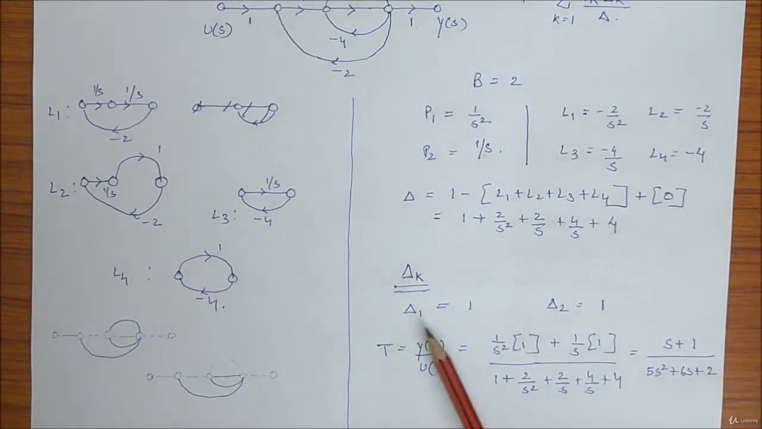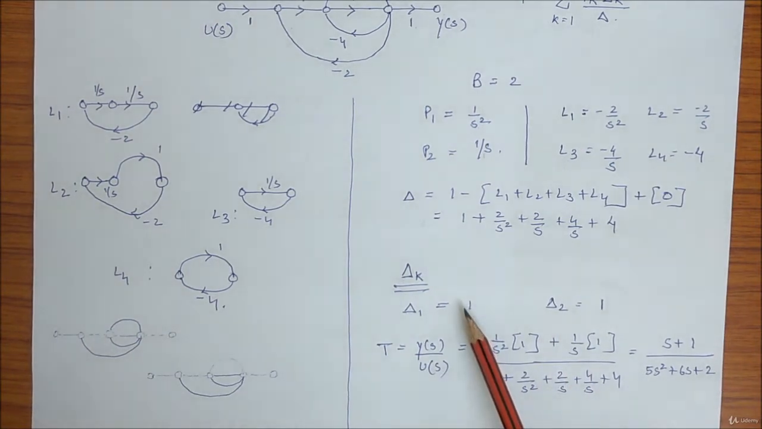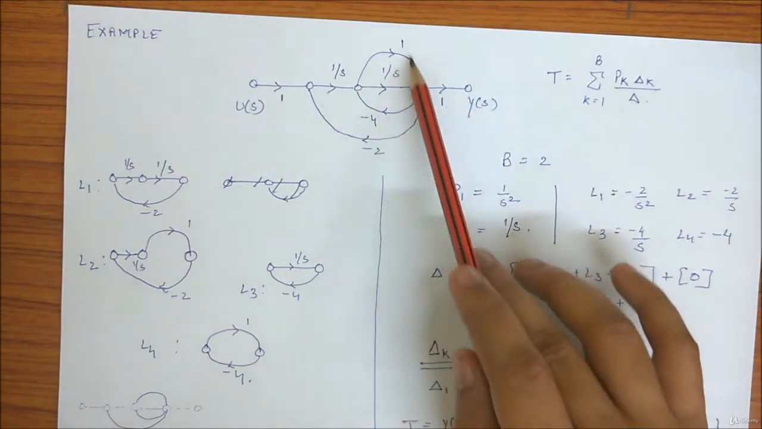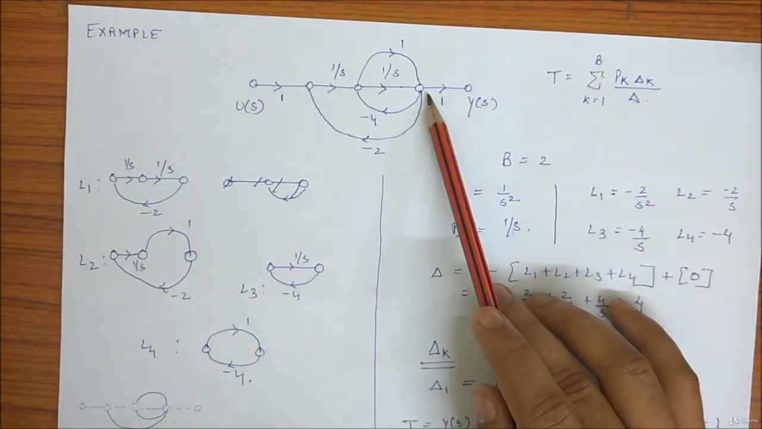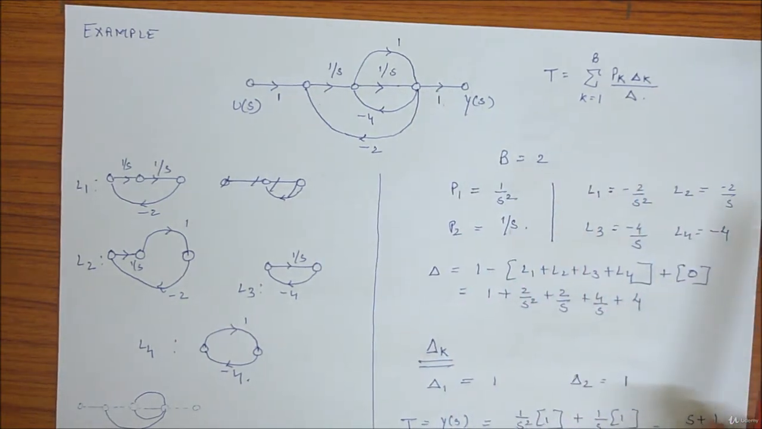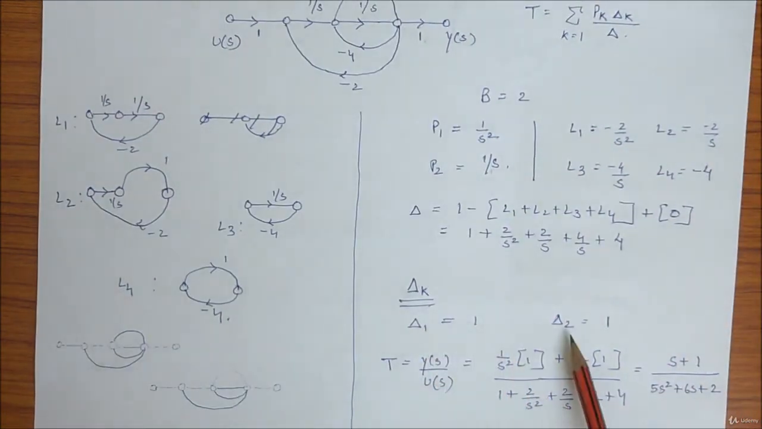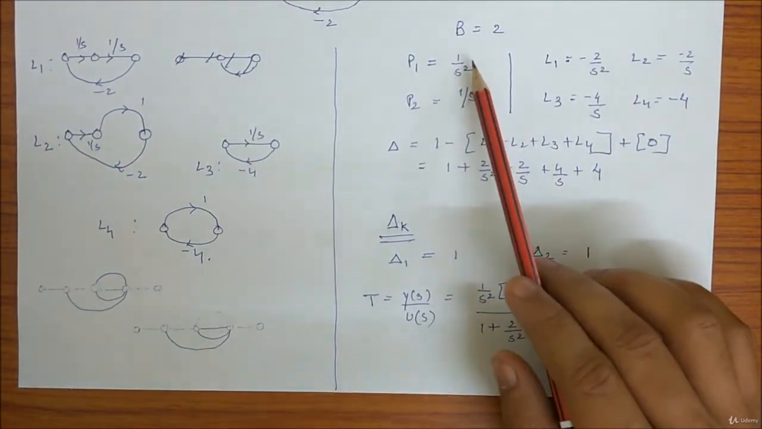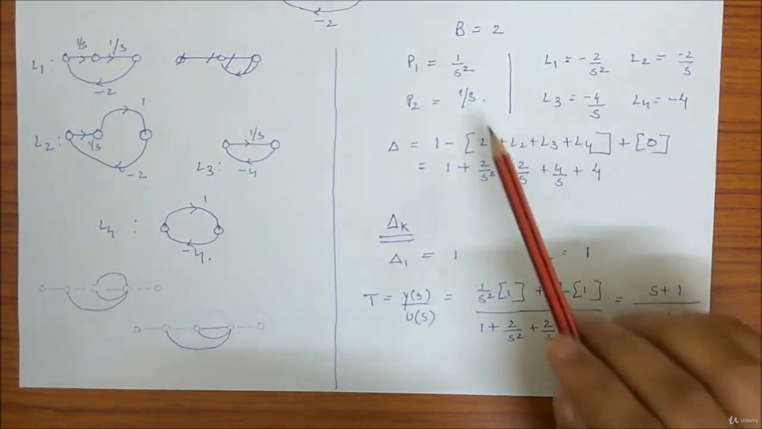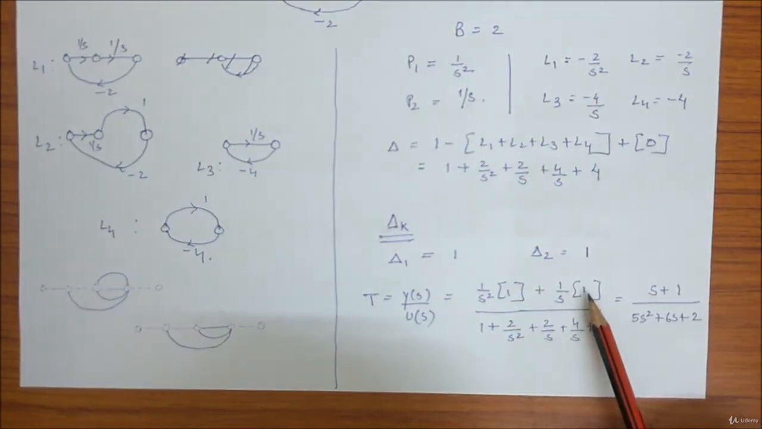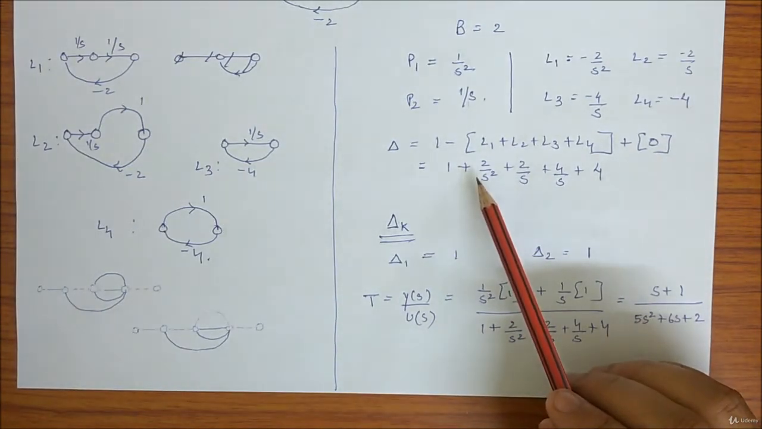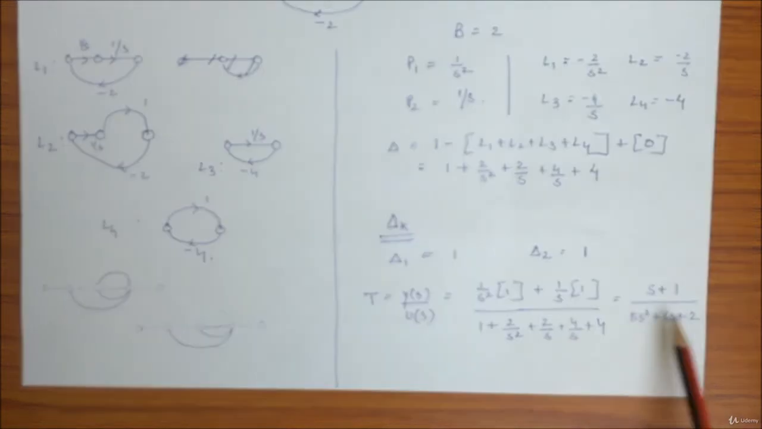Now when you calculate delta k, delta 1 and delta 2 are both 1, because if you remove either of these paths, you remove this node, and because of this no loop will remain. So directly delta 1 and delta 2 come as 1. You plug in the values, 1 by s square from here, 1 from here, 1 by s from here, 1 from here and delta from here. You'll get s plus 1 divided by 5s square plus 6s plus 2.